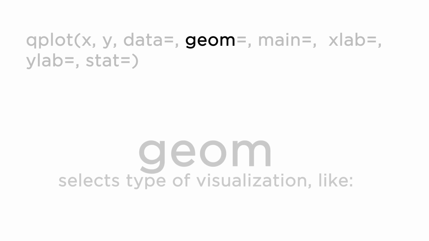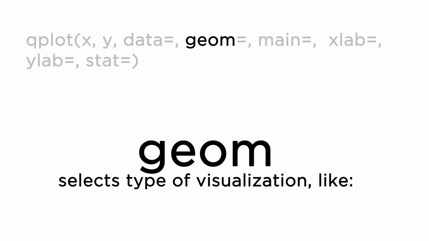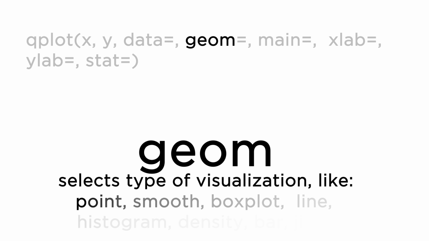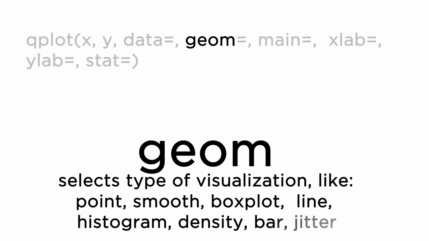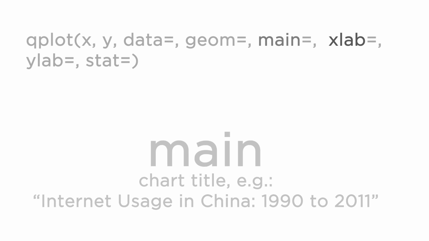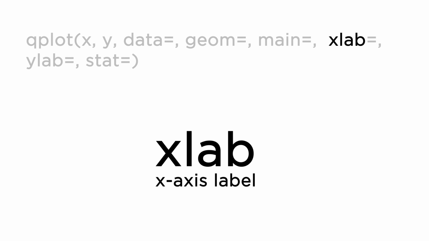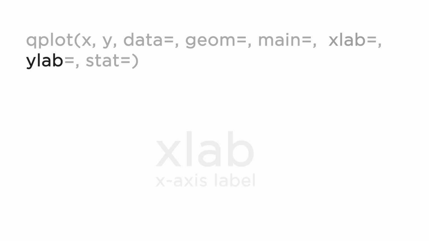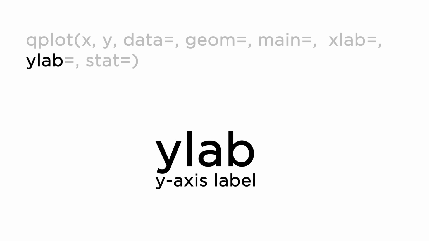Geom, this is a very important parameter. This is where we actually note the type of visualization we want to create, whether it's a bar chart or a line chart, and we can choose values from point, smooth, box plot, line, histogram, density, bar, or jitter. Feel free to try any of those out. The parameter called main is actually our title, so we might title it Internet Usage in China from 1990 to 2011. Xlab stands for X label, the label for our X axis. And ylab stands for Y label.